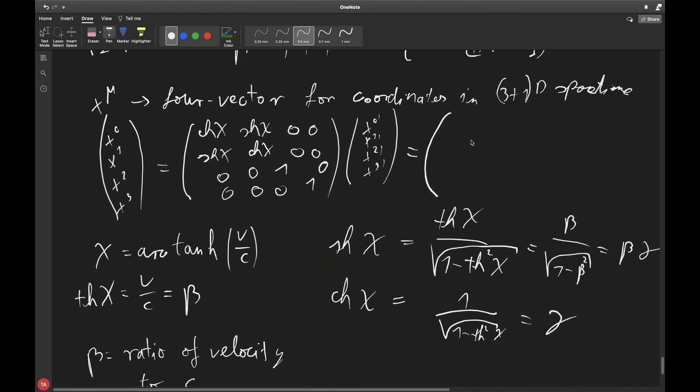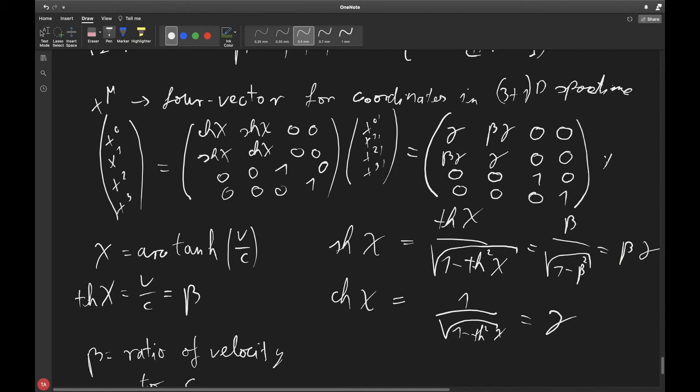So I am just writing this back. This is gamma. This is beta gamma. This is beta gamma. And this is gamma. This is zero, zero, zero, zero, zero, zero, one, zero, zero, zero, zero, one. And I have the x mu with the prime version on the right hand side. This is a vector. So this is then expressed with the velocity.